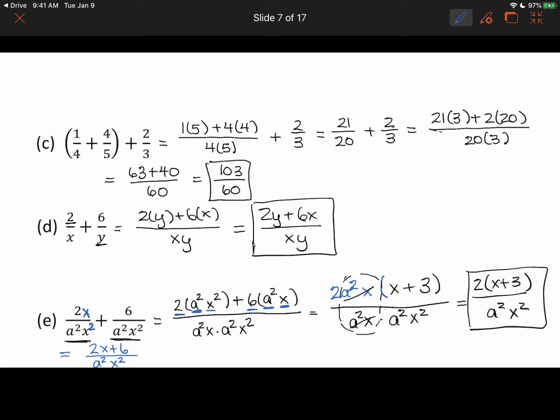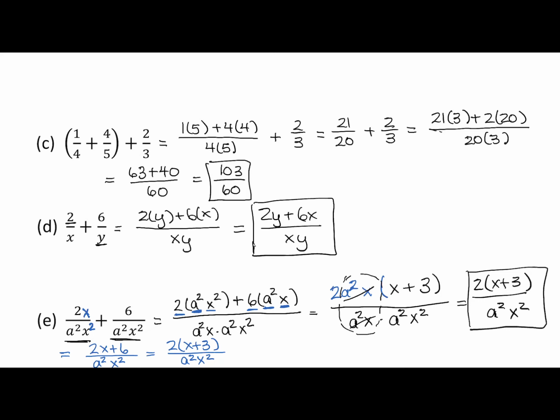Notice if I were to pull out the 2 here, this factors as 2 times x plus 3 on top over a squared x squared. So in this case, it really is much faster just to find a common denominator. But before your students are comfortable with finding common denominators, you can always add fractions just using the rule for adding fractions.